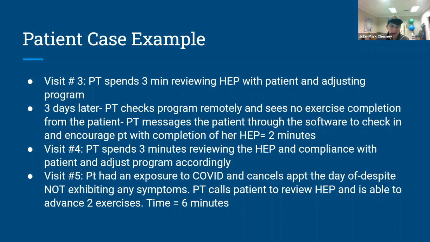Visit 4 is another 3 minutes of reviewing the home exercise program. At visit 5, the patient had an exposure and cancels the appointment the day of because of the exposure, even though they're not exhibiting any symptoms. The patient wants to self-quarantine. So the PT calls the patient, reviews the home exercise program, and is able to advance 2 exercises. The time spent is 6 minutes.